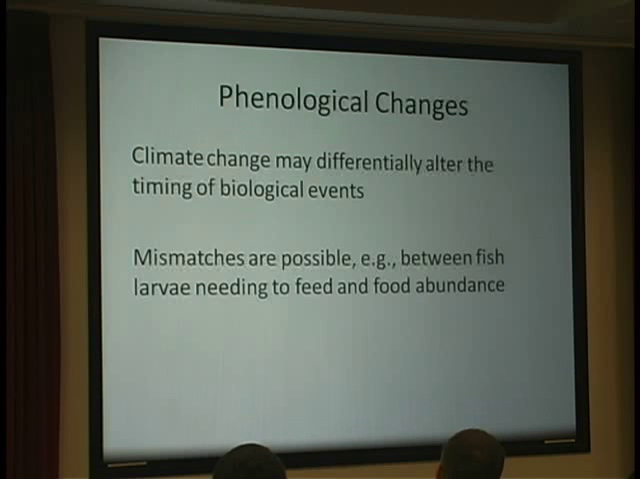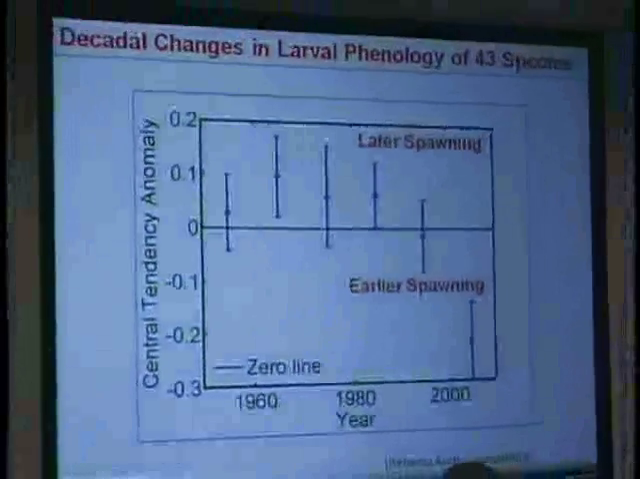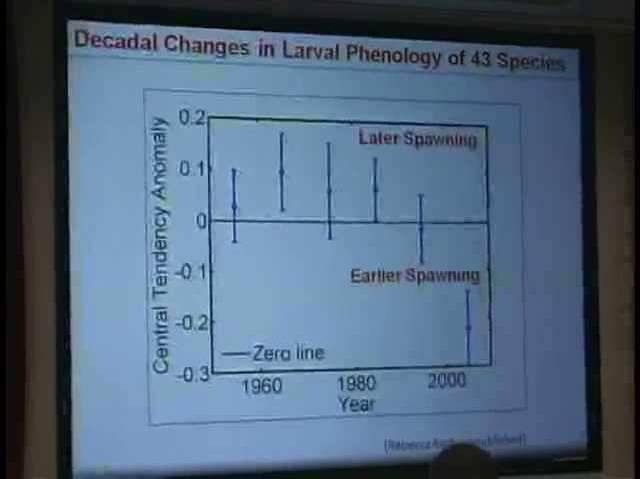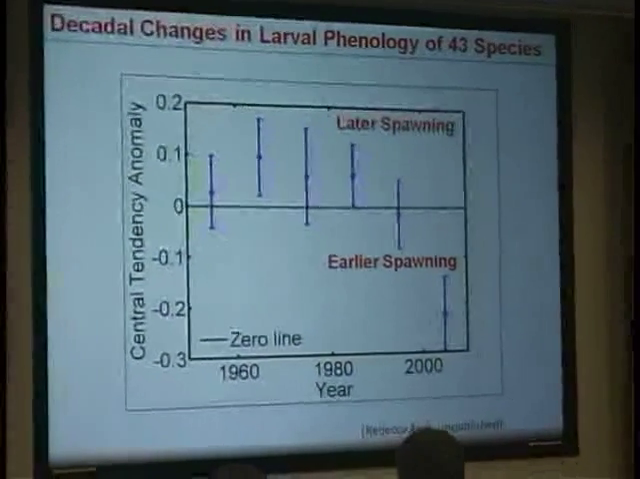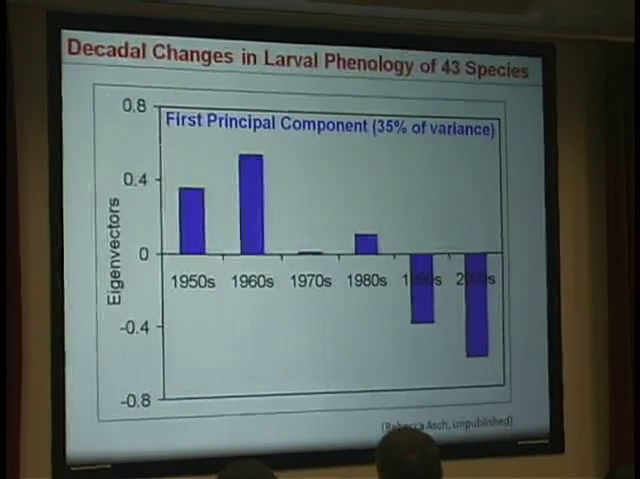Phenological changes will be important. Phenology is the timing of biological events, and so when the water warms or other things happen, various aspects of the system might change differently, and hence their interactions might change. And this is work of a graduate student, Rebecca Ash, in my lab, and what it shows is that over the 50-year or 60-year period of the CalCOFI collection, many of the species, 43 species, are spawning earlier than they were back at the early part of this time series. And if one looks at this in a slightly different way, the same trend exists.